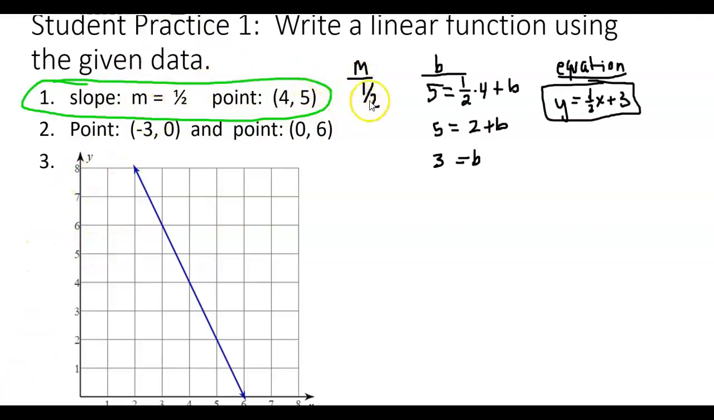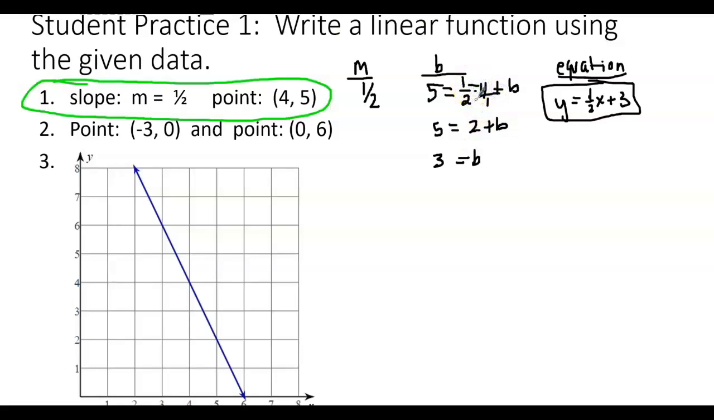Okay, so step 1, the slope is 1/2. Step 2, plug in your y value, which is 5, your m, which is 1/2, your x, which is 4, and leave b as b, so we can solve for it. 1/2 times 4 is 2. If you forget how to do that, just think of 4 as 4 over 1, right?